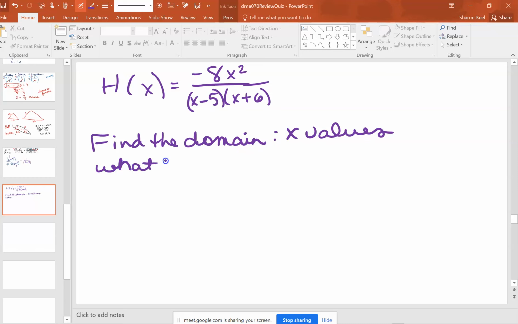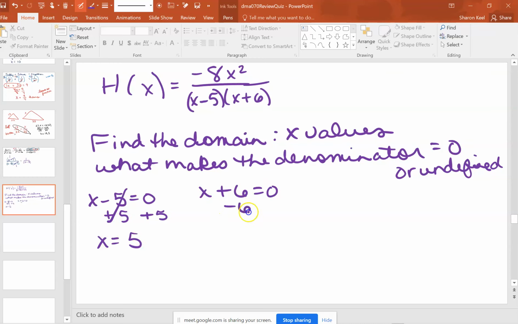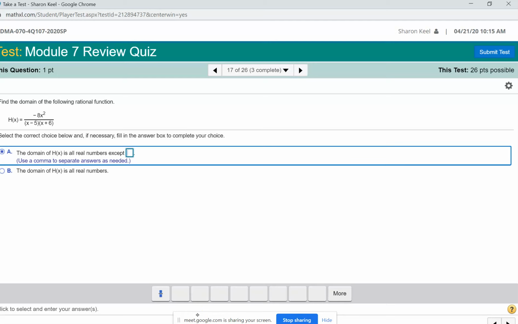So we need to know what makes the denominator equal to 0, or we can use the word undefined. So if we take x minus 5, set it equal to 0, and we take x plus 6 and set it equal to 0, we just simply move that value to the other side to solve for x. As we do so, we have two values. The formal way the answer is written is the domain of h of x is all real numbers except, and the exceptions are the two numbers we just came up with.